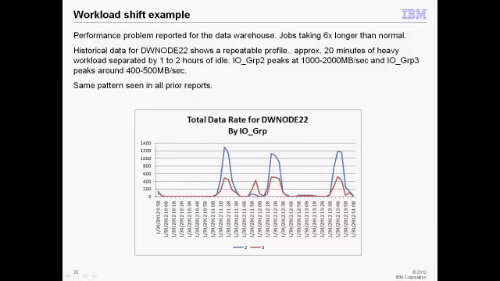The performance problem was reported for the data warehouse. Jobs are taking 6 times longer than normal. Historical data for BW node 22 shows a repeatable profile. Approximately 20 minutes of heavy workload separated by 1 to 2 hours of idle. I/O group 2 peaks at approximately 1 to 2 gigabytes per second, and I/O group 3 peaks around 400 to 500 megabytes per second. This same pattern can be seen in all reports prior to the reported impact.